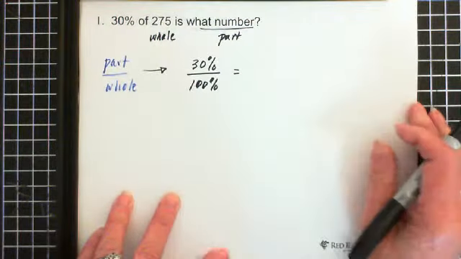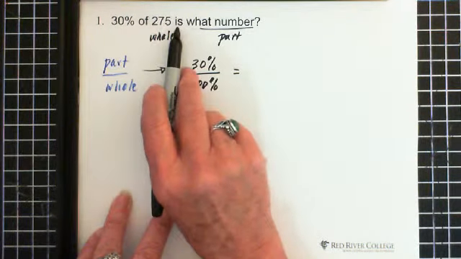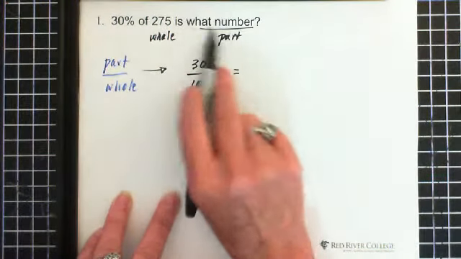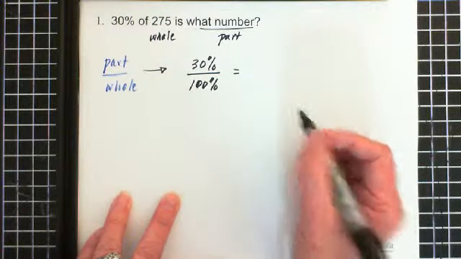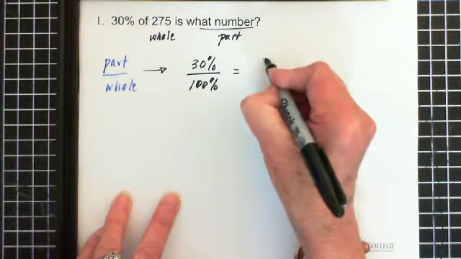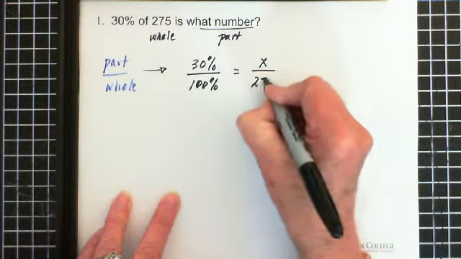And if you don't like my examples, you might even think 30% of something is... So 30% is what number? This piece is the part and is connected to the 30%. So the what number, this question mark, is the thing we're looking for. So it's the part, and it goes over the whole, which is the 275.